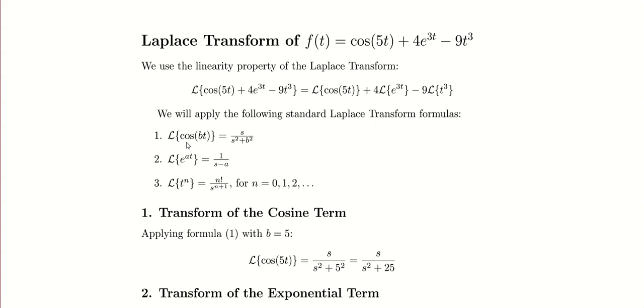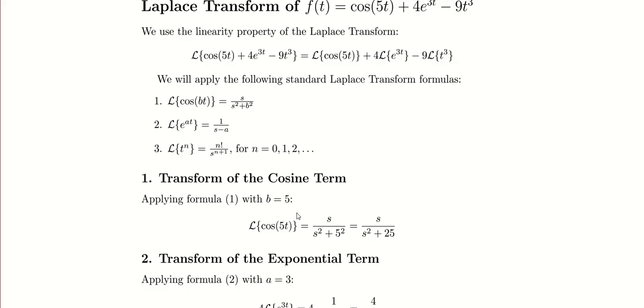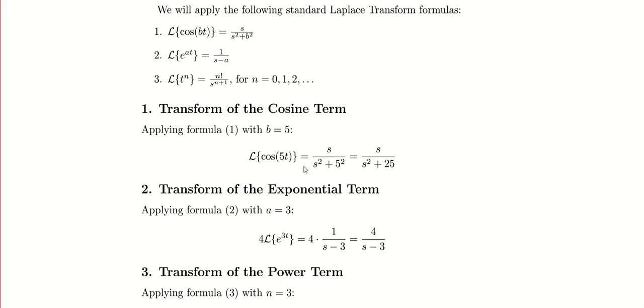So if I have the Laplace transform of cosine bt, that's going to be s over s squared plus b squared. The Laplace transform of e^(at) is just 1 over s minus a, and the Laplace transform of t to the n is n factorial all over s to the n plus 1 power, for n equal to 0, 1, 2, etc.